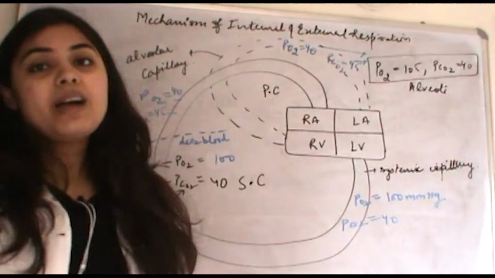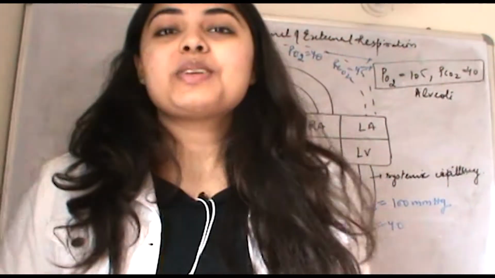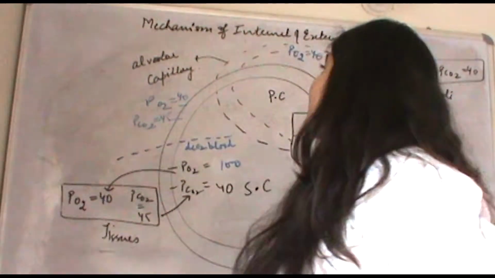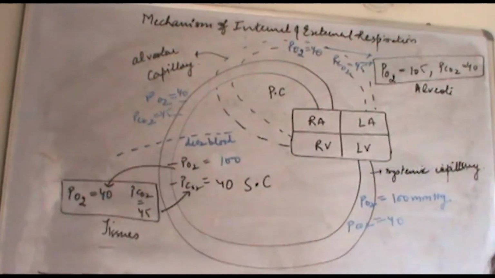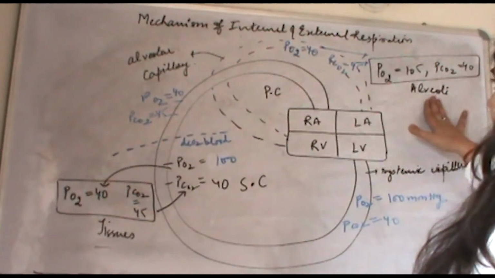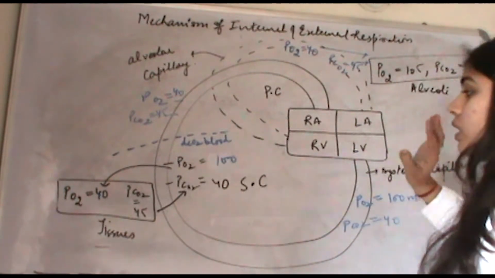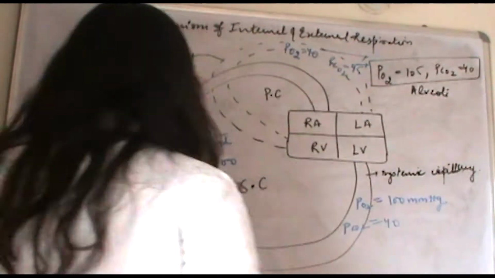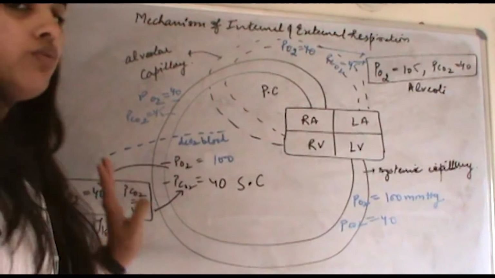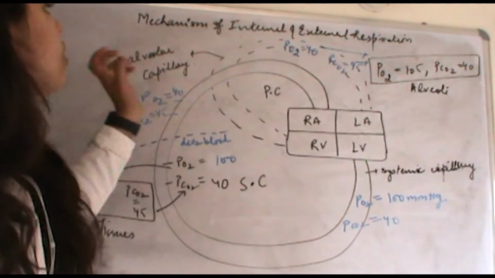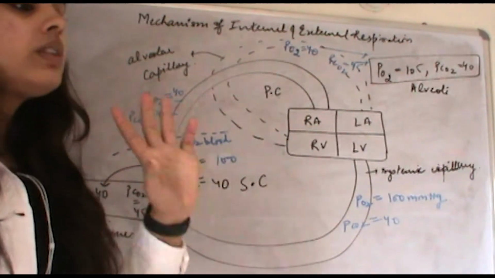Hi guys, welcome back to another video from BioBuddy, and in this video we will be studying the mechanism of internal and external respiration. What I have drawn here is the heart, the pressure of oxygen and carbon dioxide separately in the alveoli, and the pressure of oxygen and CO2 inside your tissues, inside your body. This whole diagram is the mechanism of how internal and external respiration takes place.